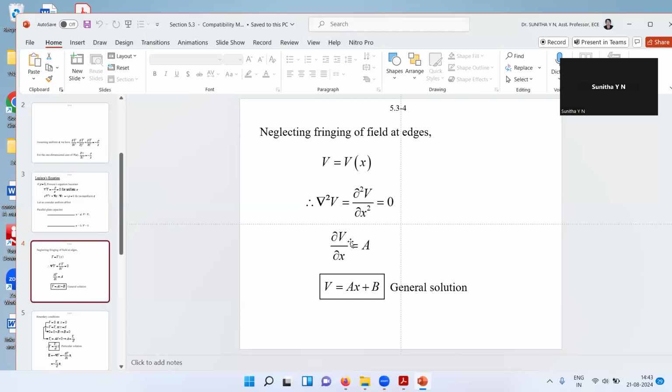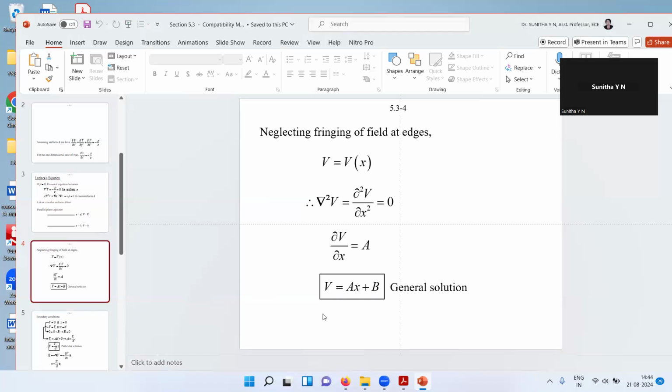So we can write that del V by del X is a constant, because if the second degree derivative of a variable is 0, then the first derivative should be a constant. If the first derivative is a, then V is equal to a into x plus b, where we differentiate with respect to x. So a x plus b is what we call the general solution to this Laplace equation.